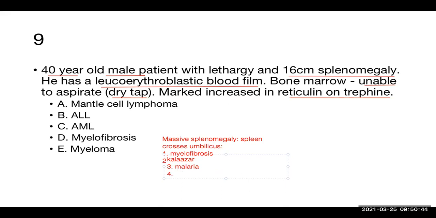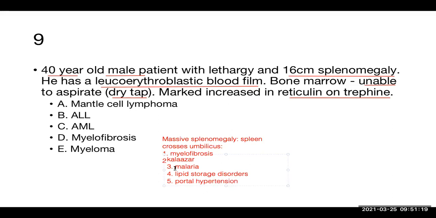Number four is lipid storage disorder. What are examples of lipid storage disorder? Gaucher and Niemann-Pick disease. Very good. Gaucher disease and Niemann-Pick disease. And number 5 is associated with cirrhosis of the liver. What is that condition? Portal hypertension. Exactly, portal hypertension.